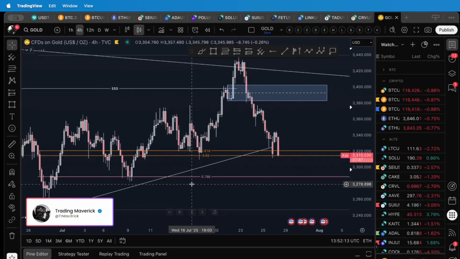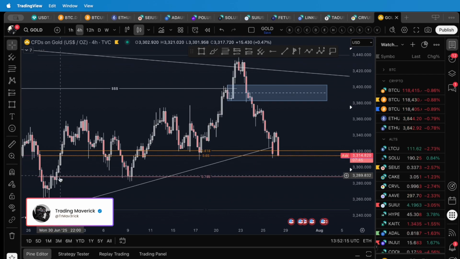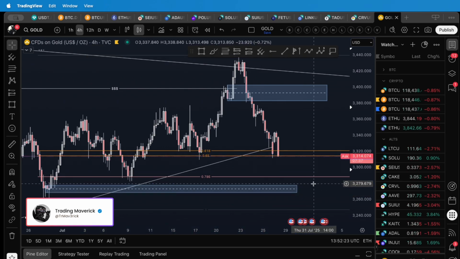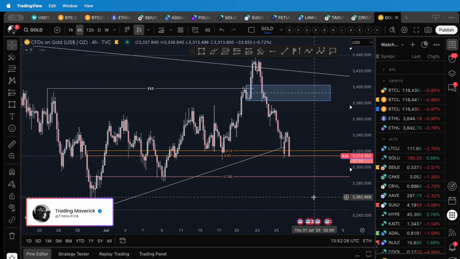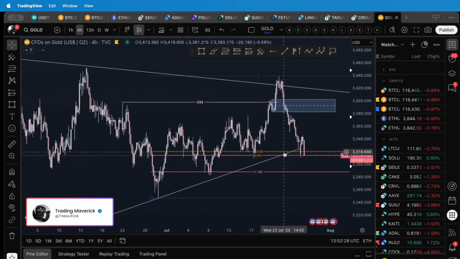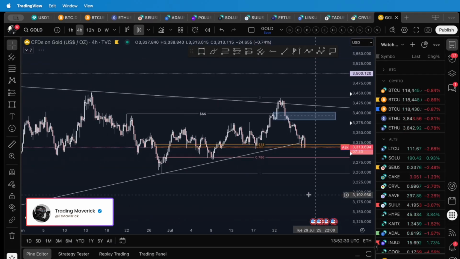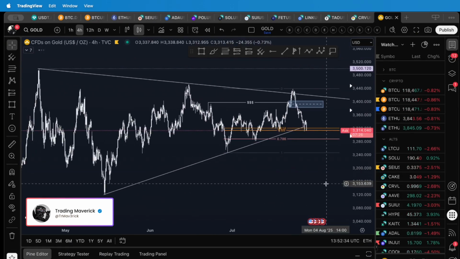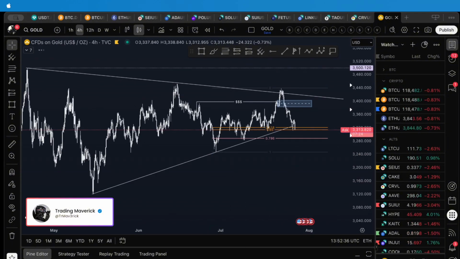Actually, no, maybe we can find a setup somewhere here. But probably it's best to let gold make a cycle low, and after a few green candles we can find a setup.